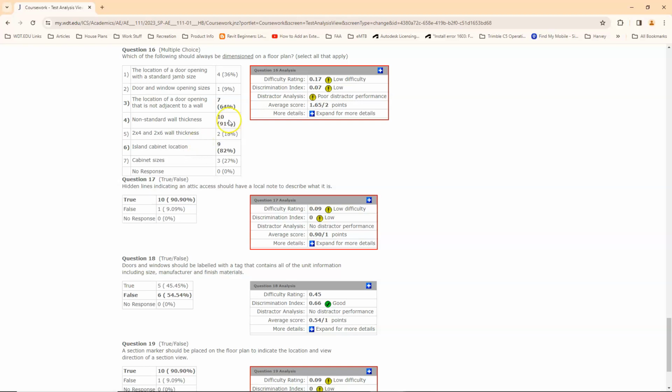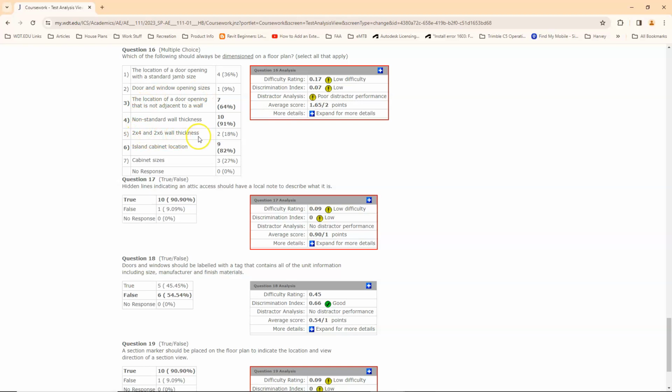The things that are typically not dimensioned on a floor plan: the location of a door opening with a standard jamb size. Why waste the dimension? They're going to base the location of that door on that jamb size that would be indicated elsewhere. Door and window opening sizes are typically done in a door or window schedule. So we're going to try to leave that off the plan in most cases.